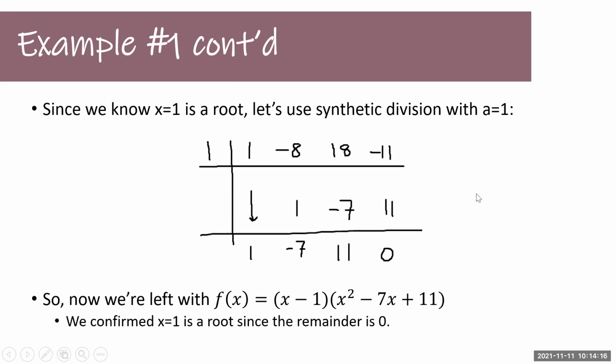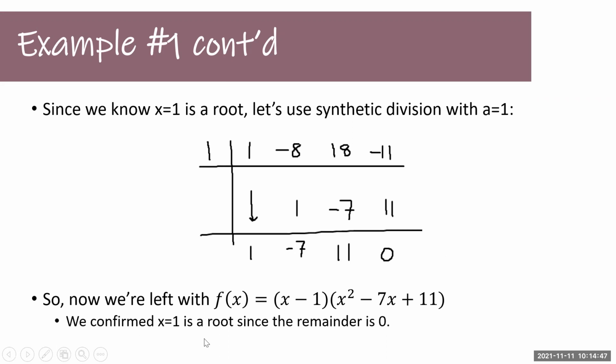If you've already looked and you see that a root exists, like we saw for the intercept at (1, 0), then you know that you should have a remainder of 0. If you don't have a remainder of 0, something's wrong. Either you didn't look at the graph properly or you didn't do your synthetic division properly. So now we're left with the factors x minus 1 times x squared minus 7x plus 11. Because remember, this is going to tell us x squared, this is minus 7x, and this is the constant of 11.